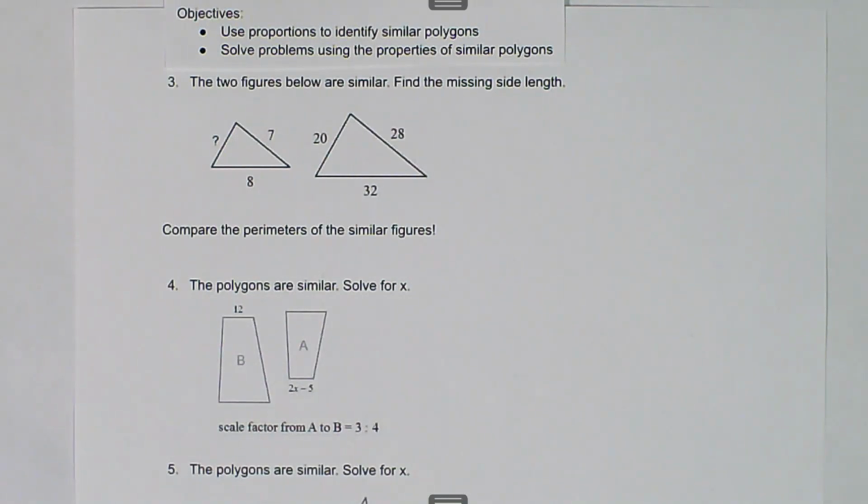Here are a few examples about solving problems using properties of similar polygons. So number 3 there says, the two figures below are similar. Find the missing side length. And so we need to compare apples to apples and oranges to oranges, or we need to compare the small triangle to the large triangle.